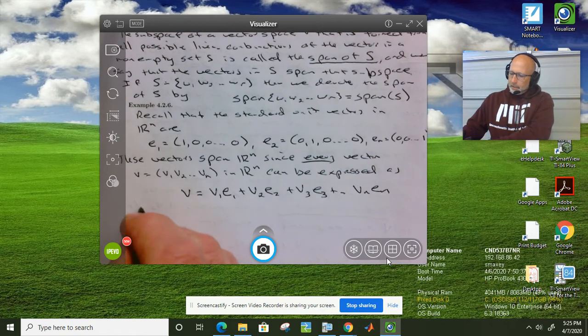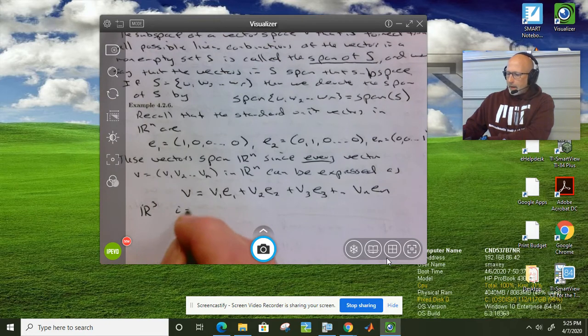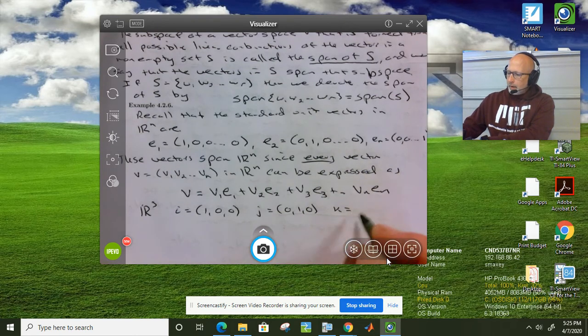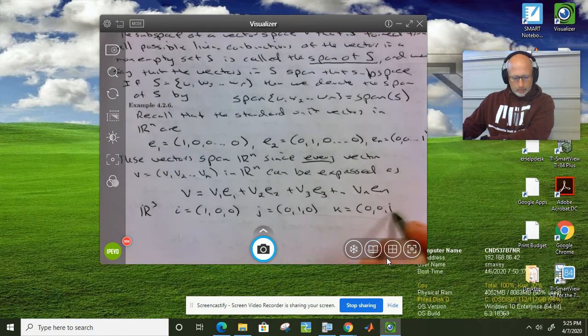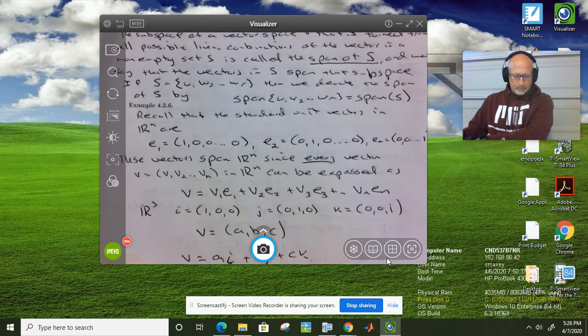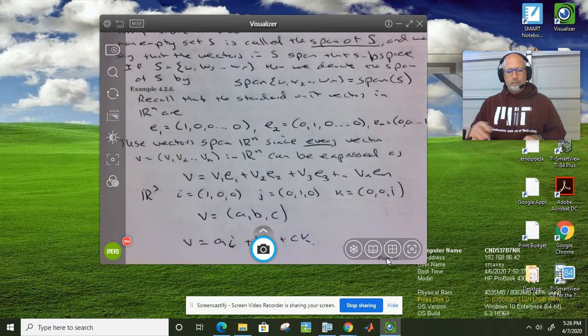For example, if we're dealing with R3, we have the vectors i, which is the vector 1, 0, 0, j, which is the vector 0, 1, 0, and k, which is the vector 0, 0, 1. And if I simply took some vector in that 3 space, say a, b, c, I could make v equal to ai plus bj plus ck. So I'm able to construct it simply based off of those 3 vectors and those 3 vectors alone.